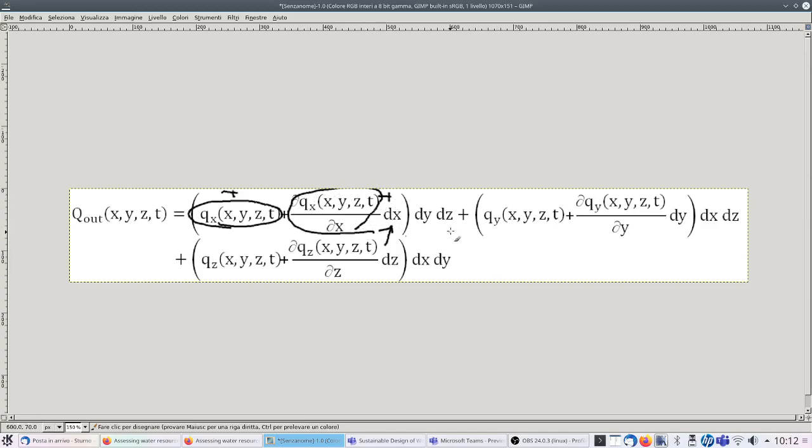And then in order to get the dimension of a volume, of a storage, we need to multiply by the area of the flow, which is y, z. You sum up these three components. This is the second and this is the third, and then you get an expression for the outflow.